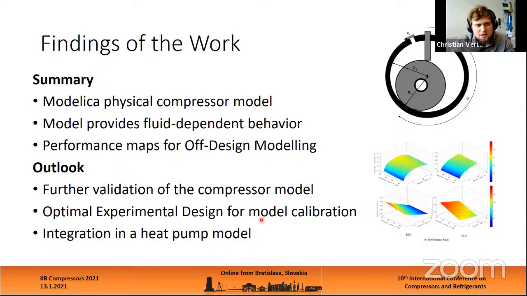So, concluding my talk, we have a summary: we provide a Modelica physical compressor model for a reciprocating and a rolling type compressor in Modelica. As a next step, we could imagine implementing a scroll compressor as well. We could prove fluid dependency in our calculations, which were validated against literature data, which you can read in the paper. And we are able to calculate performance maps with respect to off-design modeling to use it in a faster way than only at the speed of real time.